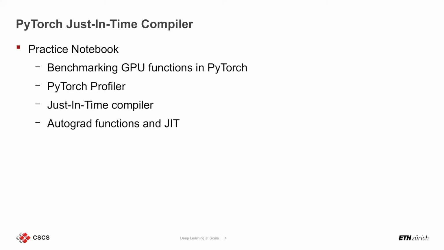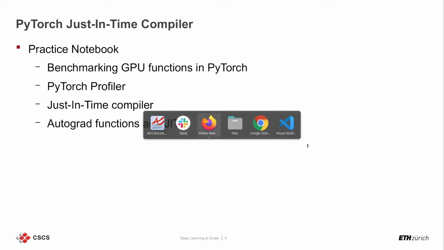Okay, so let's go to the practice notebook. If you go to Torch JIT, there's a single notebook. Please update the Git repo; I pushed a lot of stuff yesterday night. In this notebook, as I said before, we're going to have a quick look at how to benchmark GPU functions, with a very simple example. Then how to use the PyTorch profiler, and then the JIT compiler, and how the interplay between autograd functions and JIT works. So let's open the notebook.